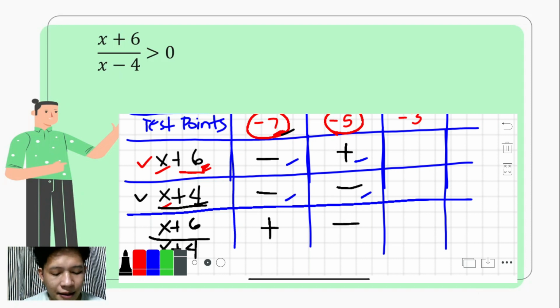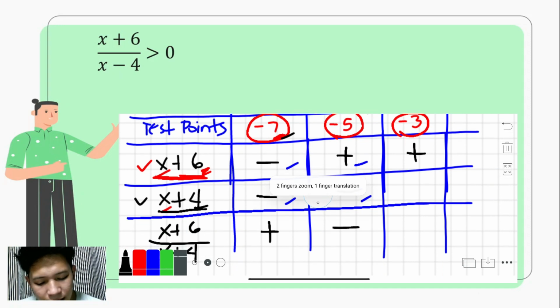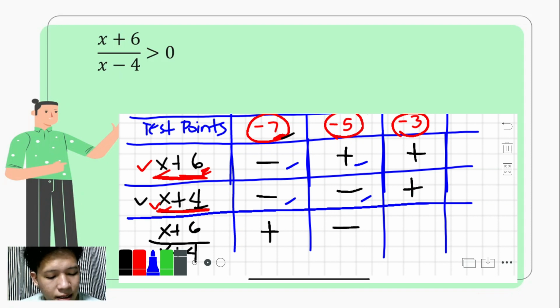And lastly, we have here negative 3. Isa-substitute natin kay x plus 6. That is negative 3 plus 6. That would be positive 3. So, ang kanyang sign would be positive. Next, negative 3. Isa-substitute naman natin kay x plus 4. So, negative 3 plus 4, that is positive 1. And the sign of positive 1 is positive. And lastly, we have here positive times positive. That would be positive. Okay po?